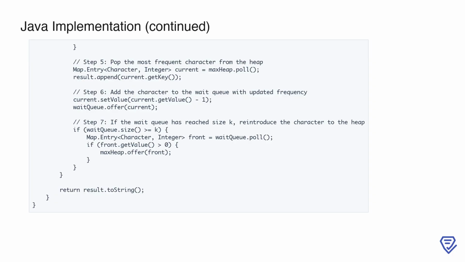Next, in step 7, we check if the wait queue has reached the size of k. If it has, we remove the character at the front of the queue. If this character still has a non-zero frequency, we reinsert it back into the max heap so it can be used again later. This process continues until both the max heap and wait queue are empty. Finally, the constructed string in the string builder is returned. This ensures that the characters in the string are rearranged such that no two identical characters are less than k distance apart, or an empty string is returned if rearrangement is not possible.